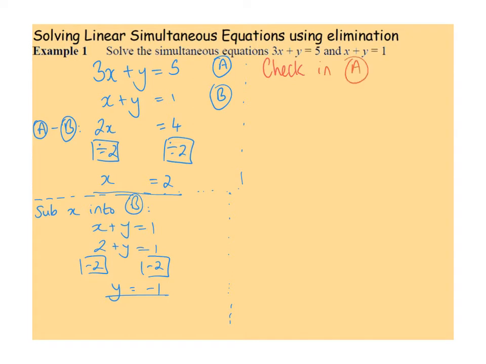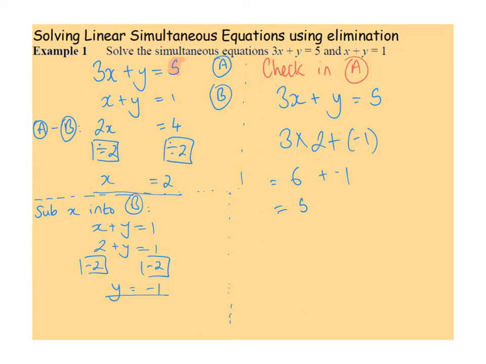So the reason I'm checking in A is because when I did my substituting, I substituted into B. So I need to use the other one for my check. And so we've got 3x add y equals 5. So if I evaluate 3 multiplied by 2 add negative 1, then that is 6 add negative 1, which is 5, which is what it's supposed to be from here.